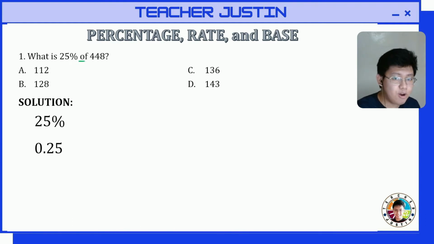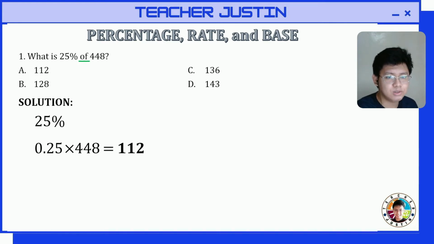Tapos yung word na "of," okay, it can be translated as multiplication. So 0.25 times 448. So let's multiply 0.25 times 448. That will give us a product of 112. Ayan. So to answer this item, it will be letter A, 112. And that's it. Ta-da! Alright.